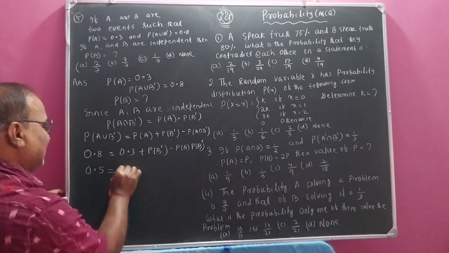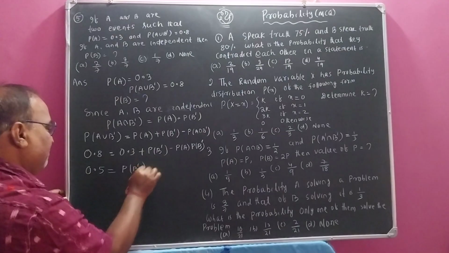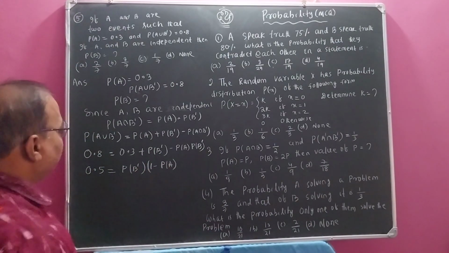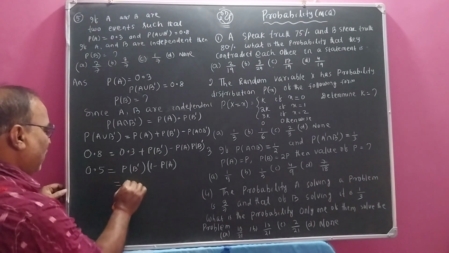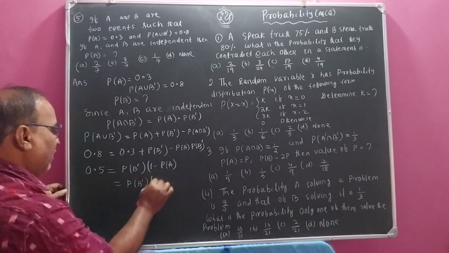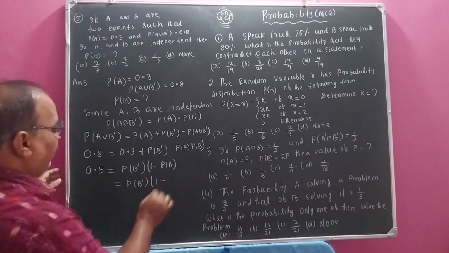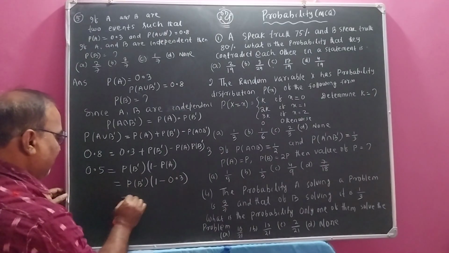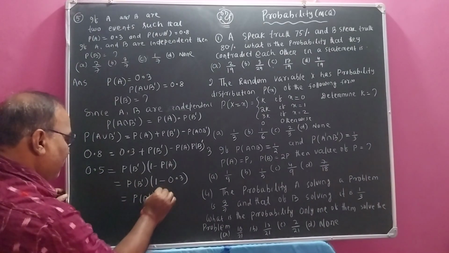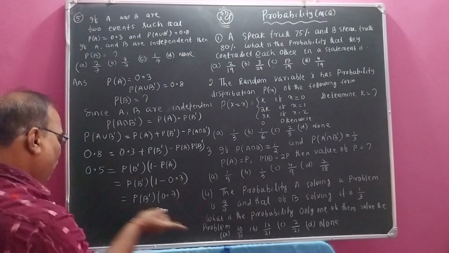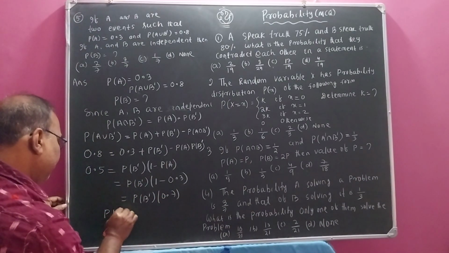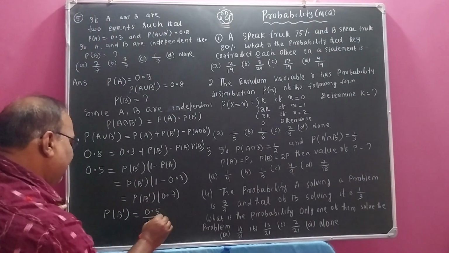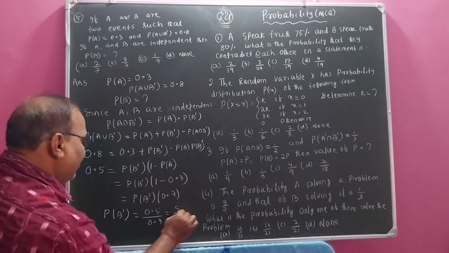So probability of B dash is taken common. Here it is 1 minus probability of A. So that is probability of B dash into 1 minus probability of A. Probability of A is 0.3. Okay. So 1 minus 0.3, that is 0.7. So probability of B dash is equal to 0.5 divided by 0.7. That is 5 by 7.